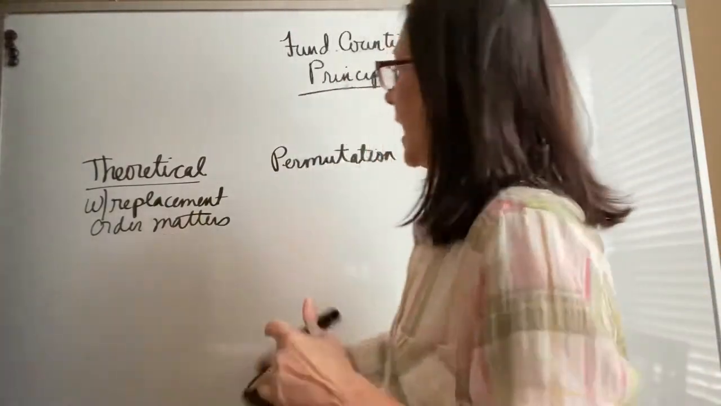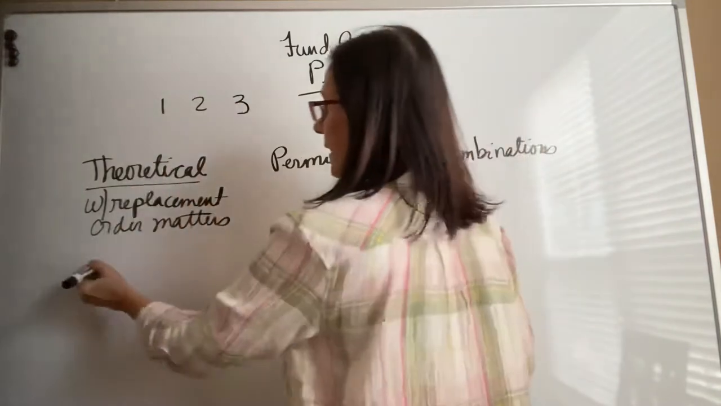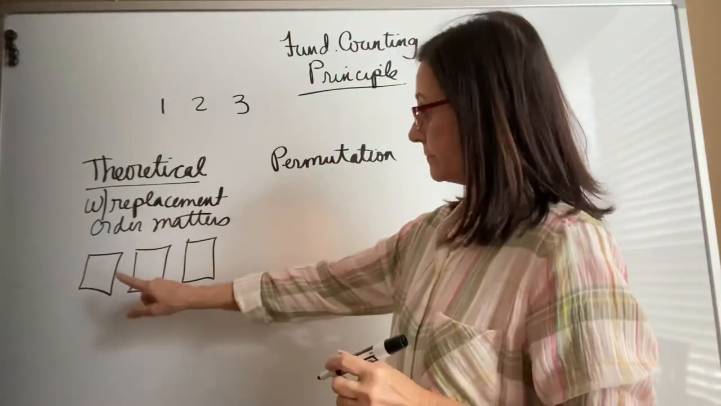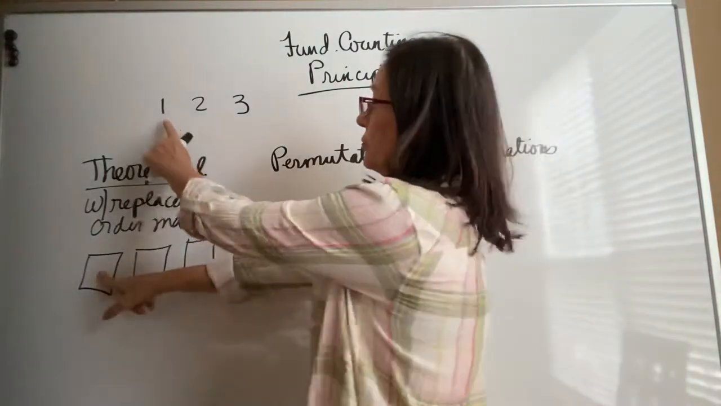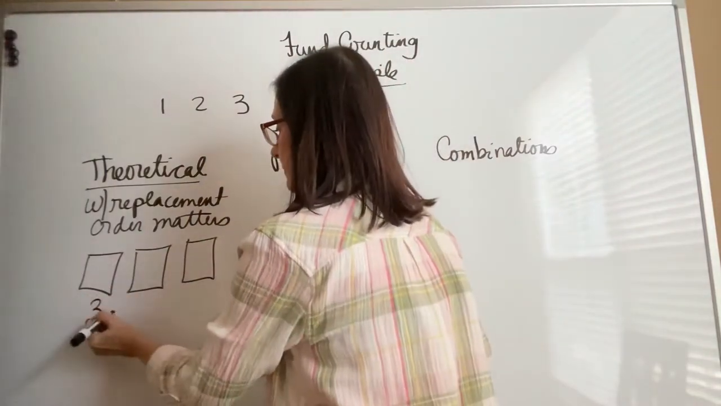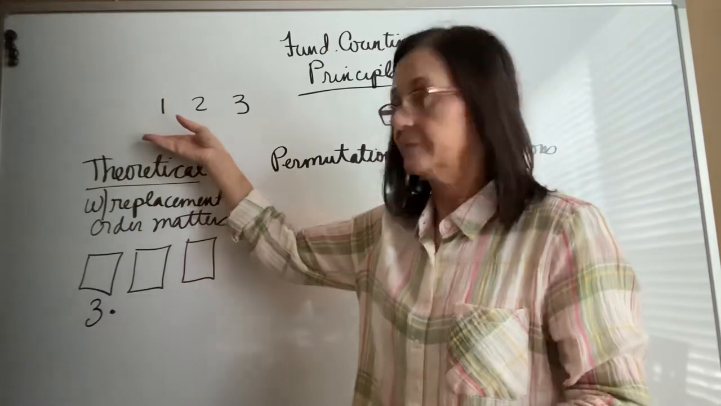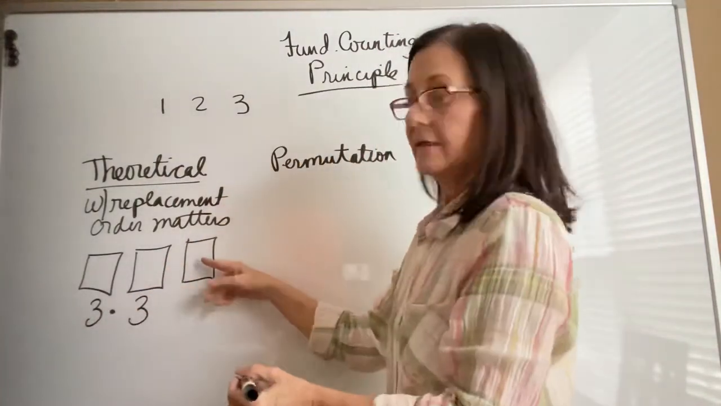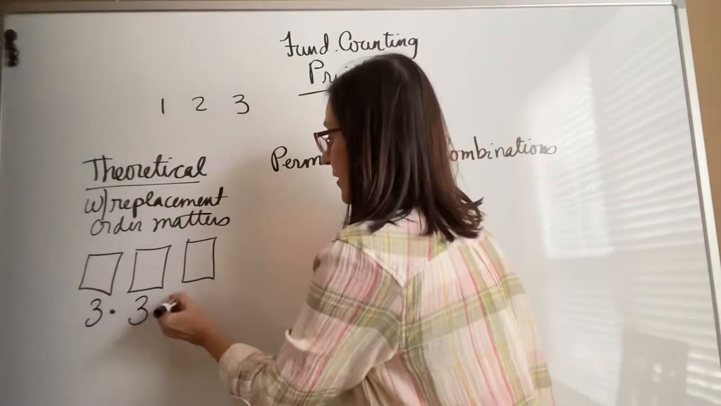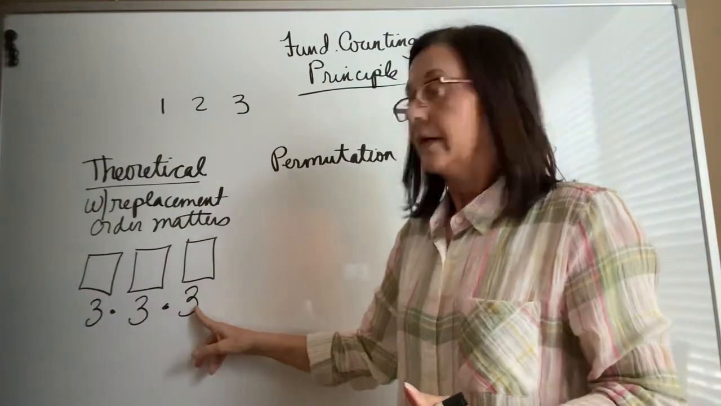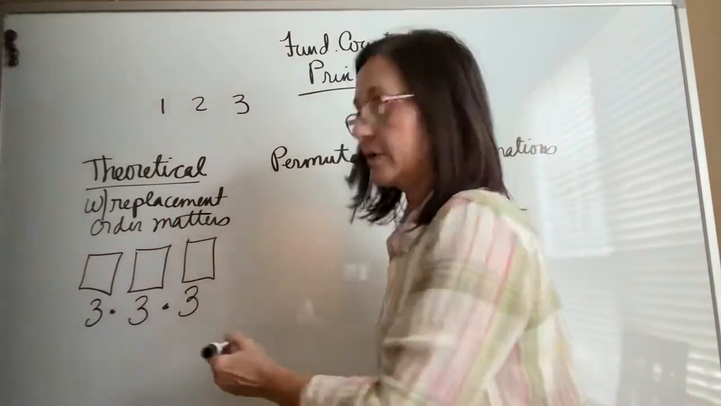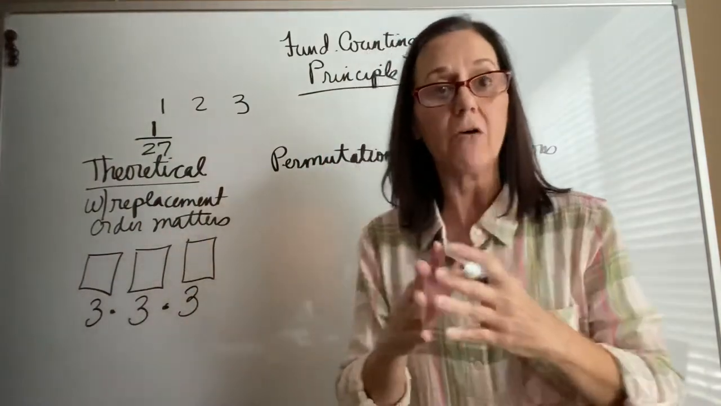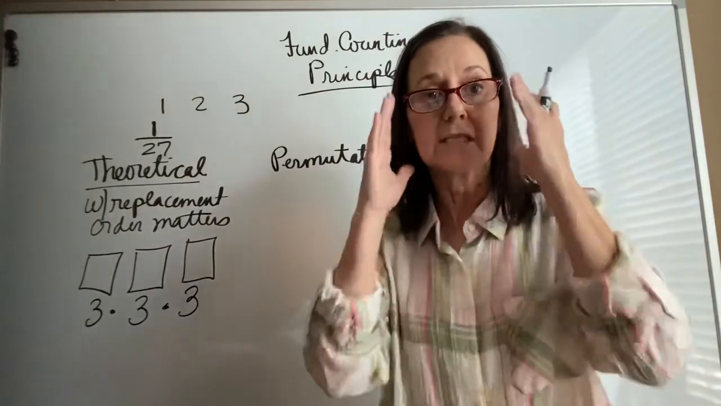Let's suppose I have the numbers 1, 2, and 3, and I'm going to order them. And I'm going to use all three of them, okay? In this first box here, I can choose 1, 2, or 3. I have three numbers to choose from. I put that number back in the pot because we're replacing it, and I can choose it again. In this next blank, I can choose three numbers. Likewise, I'm putting that number back, and now I still have three numbers to choose from. So, what does this tell me with theoretical? My denominator is going to be 27. What is the probability of getting one specific outcome? It's 1 over 27. That's theoretical.